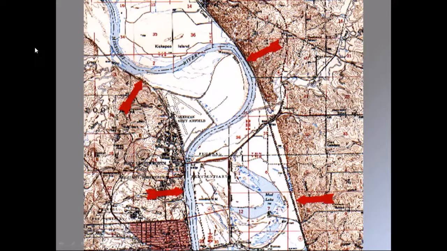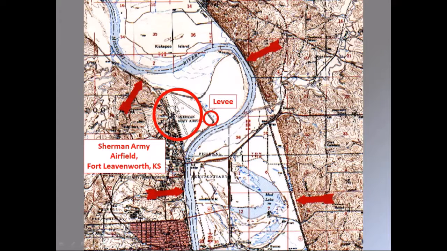Topographic maps can help, and this is a real world example of clearly a meandering stream. Going over part of the Earth's surface here, you can see this white area is the floodplain that's clearly denoted by that meandering stream. So that's easily identifiable. What's of interest here is this airfield. This is Sherman Army Airfield, Fort Leavenworth, Kansas. So we're looking at a map of Kansas.